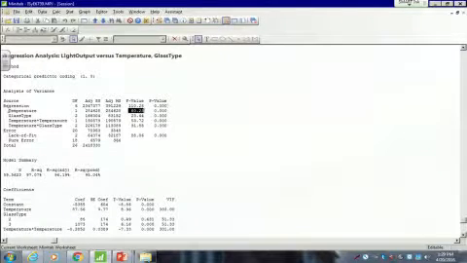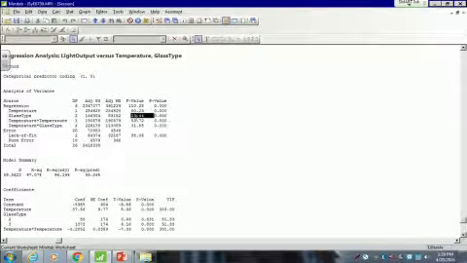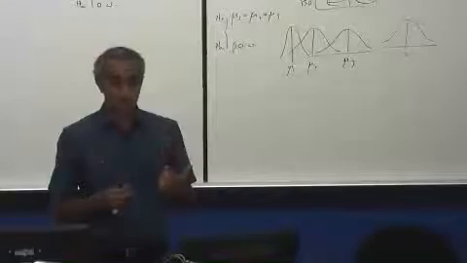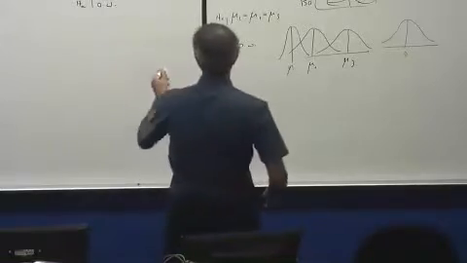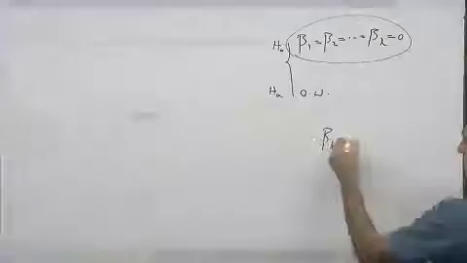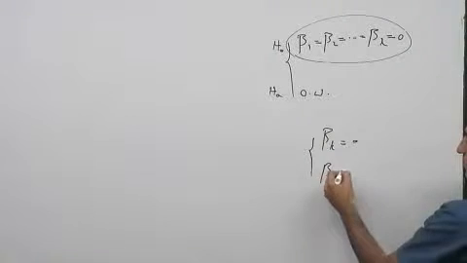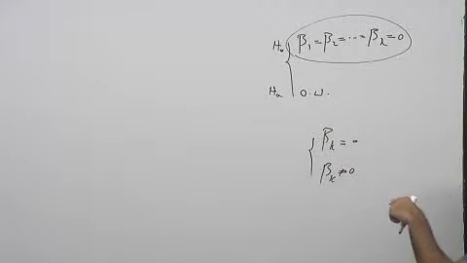This is for testing whether the coefficient corresponding to temperature is significant or not. This is for testing whether the coefficient corresponding to glass type is significant or not, and so on and so forth. So what we learned in class wasn't an F test. It was for individual coefficients. You remember? T-test. Okay? So for testing whether beta k is 0 or not, we use the t-test.